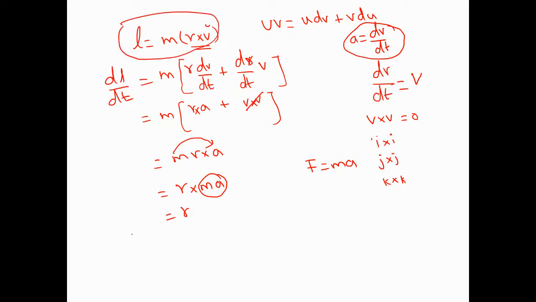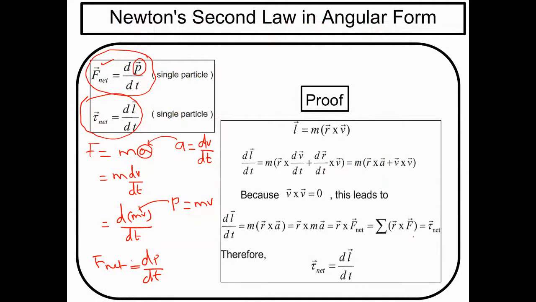So left hand side dL/dt, right hand side r cross F. What is this r cross F? We already studied the torque tau, which is equal to r cross F. So that's what we write for net torque, which is equal to dL/dt.